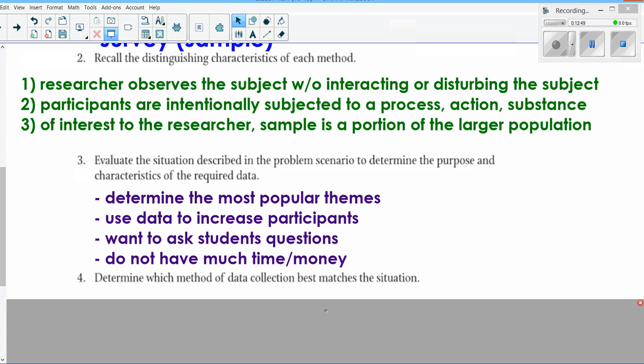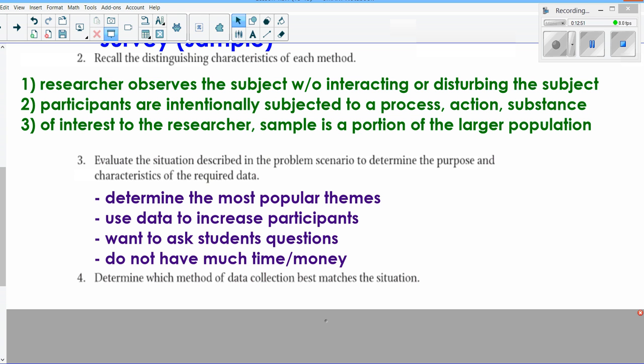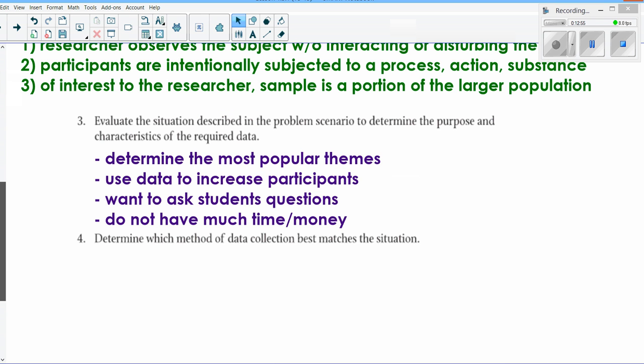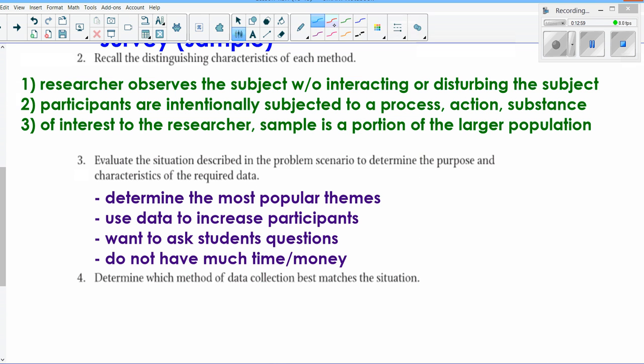Okay, based off of this, we should be able to determine that the most appropriate method is a sample survey. Okay, a sample survey, it's not an observation because they want to talk to people, and that's not observing.